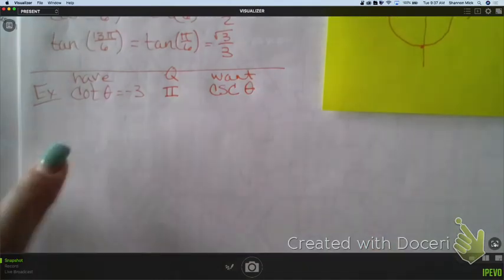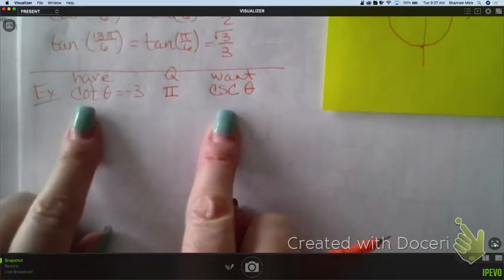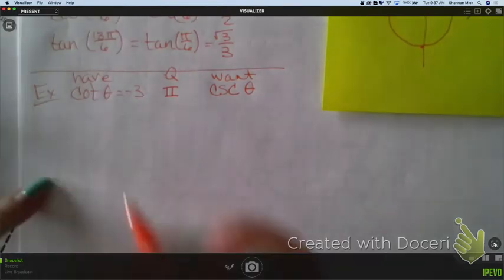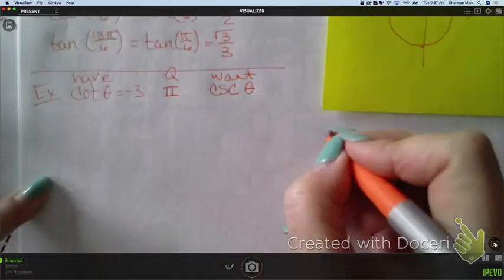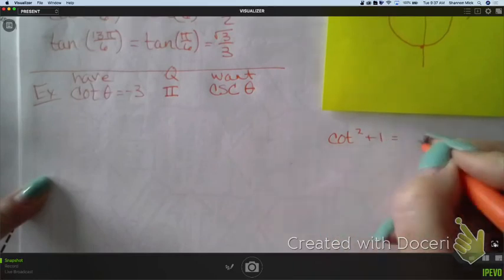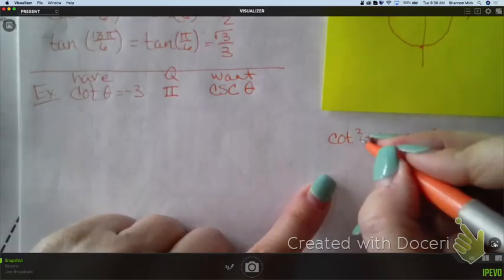Okay, so do I have a connection between cotangent and cosecant? Yes. What connection do you have? Do I have an identity that connects those two? Yeah, I have a Pythagorean identity that connects those two, yes? Cotangent squared plus 1 equals cosecant squared, yes? And there's a theta here and here.